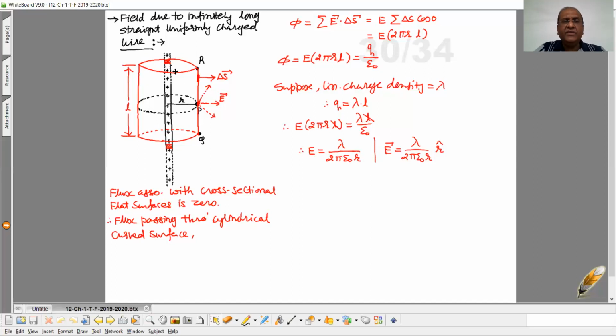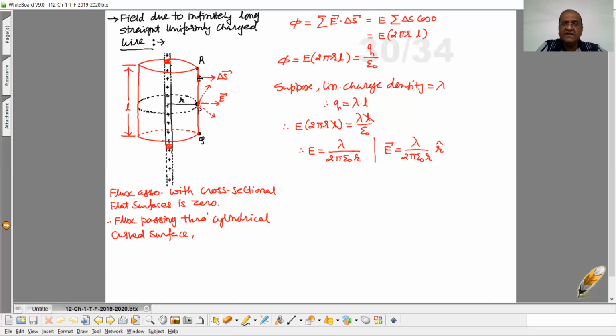will be 0, because their area vectors, for the upper one vertically upward and for the lower one vertically downward, are both perpendicular to this radial electric field. Therefore, flux associated with this cross-sectional upper and lower surface will be 0. Now, flux passing through the cylindrical surface, that we have to calculate.